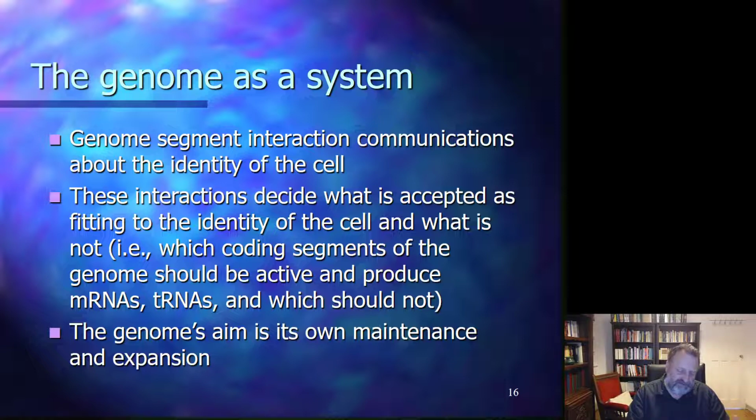But just note here that, for example, if you have some virus which gets incorporated into DNA, that might trigger inconsistent communications within DNA relative to the identity of the cell, or transposons or retrotransposons may trigger such inconsistent interactions. These are parts of the DNA that can jump from one place to another or can copy themselves from one place into another place within the DNA. Overall, as a system, the genome's aim is its own maintenance and expansion.